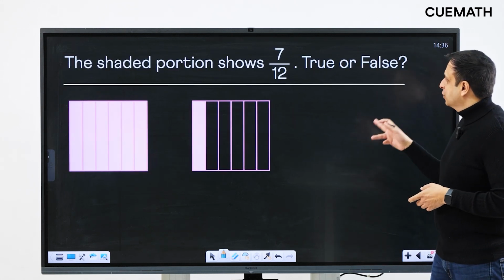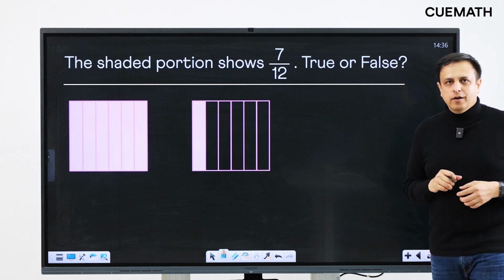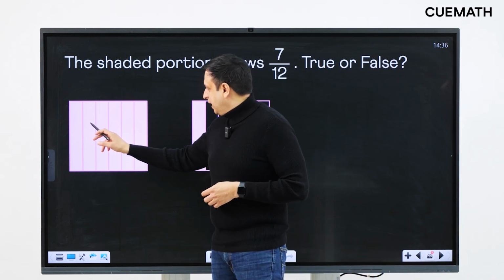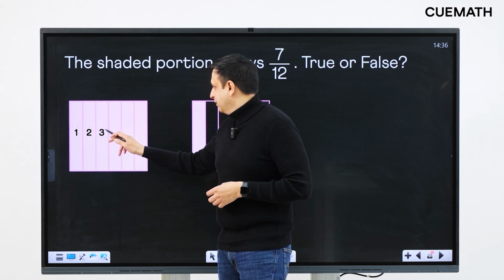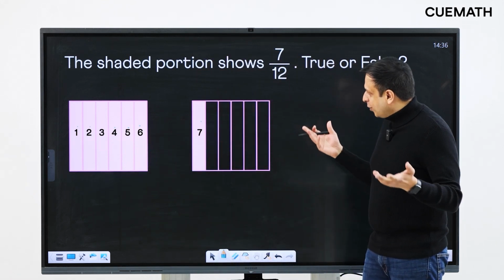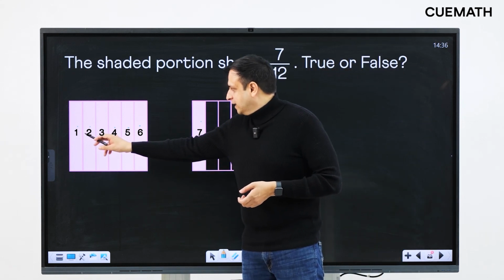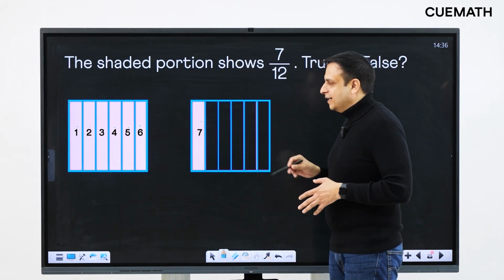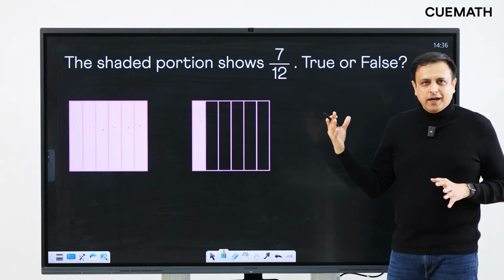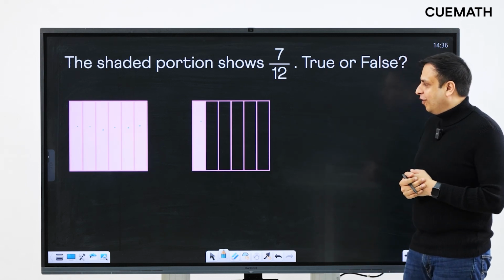The shaded portion shows 7 over 12, true or false. So let's see. How many shaded parts are there? 1, 2, 3, 4, 5, 6, 7. And what is the total number of parts? The total number of parts is 6 here and 6 here. So 7 over 12, and it seems like it could be correct. So what do you think? Is this true or false?